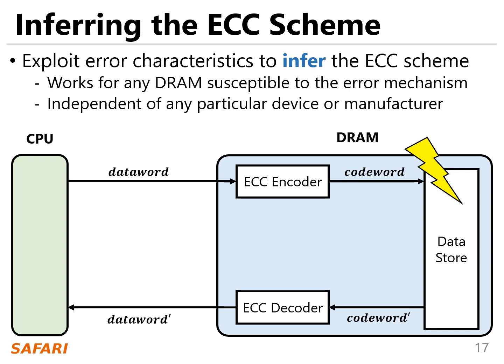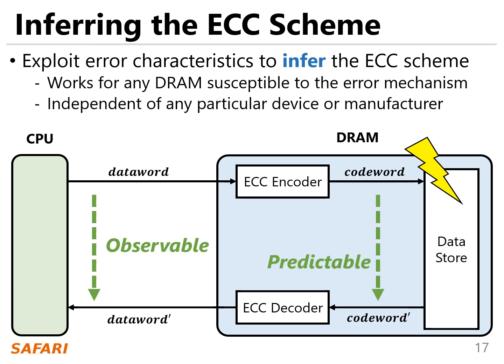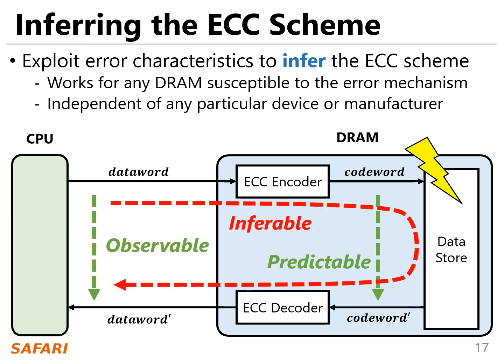So based on everything we've talked about so far, by experimenting with the device, we can observe the difference between data word and data word prime, because we simply write some data to DRAM and read it back. Based on what we know about the error mechanism, we can predict what will happen between code word and code word prime. And so what we want to do is infer the entire path back from data word prime to data word and look at everything that happened along the way. And this would involve inferring the ECC mechanism and the error mechanism.